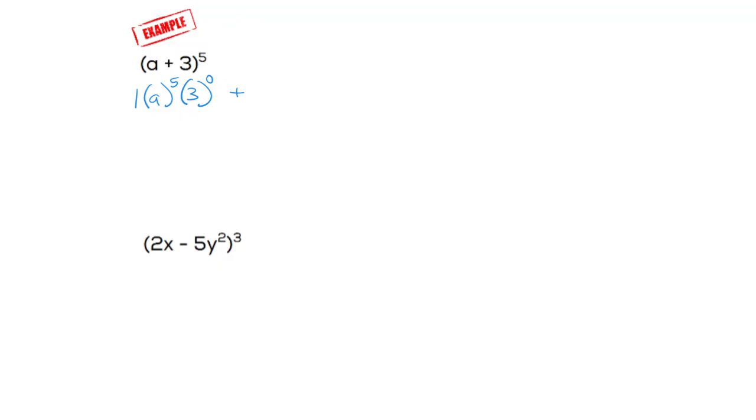Plus, next term. You're going to go to Pascal's triangle, grab the next coefficient. That's a 5. The a is going to work its way down in that power. So now it's to the 4th, while the 3 works its way up. It's now a 1. Plus. Now it's a 10. A going to work its way down. Now it's cubed. The 3 works its way up.